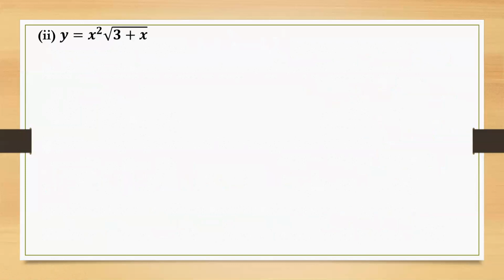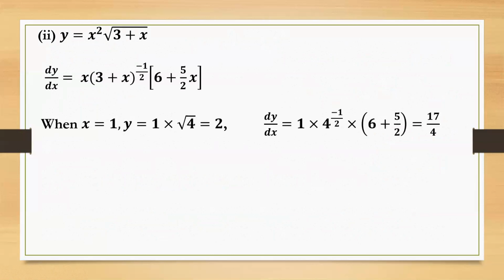Second part now, we already have the function y, we know what is dy by dx, and I need to find the value of y when x equal to 1, which is equal to 2. And I also need to find the value of dy by dx, which gives me 17 over 4. So now to find the equation of a tangent, here I'm using y minus y1 over x minus x1 equal to m.